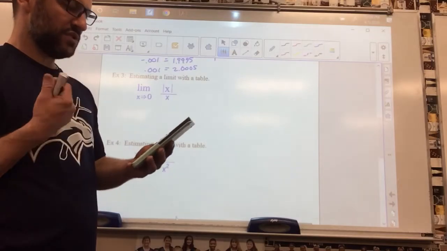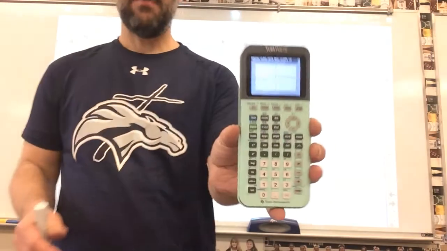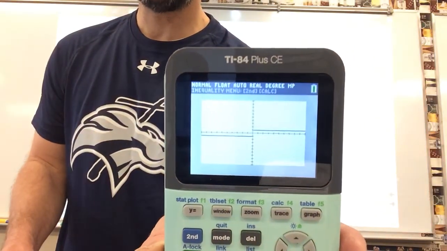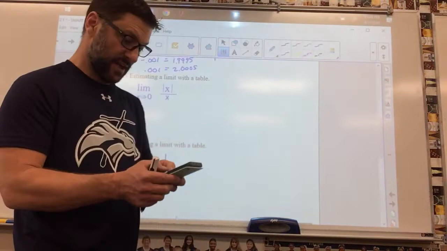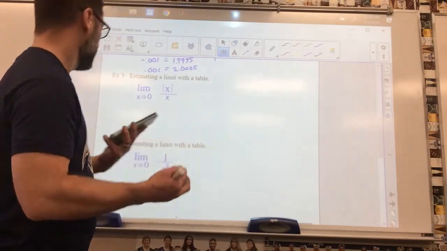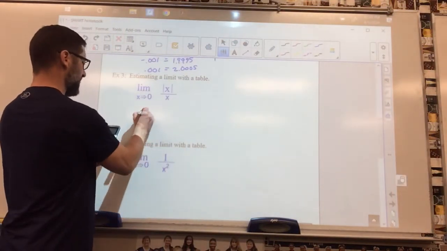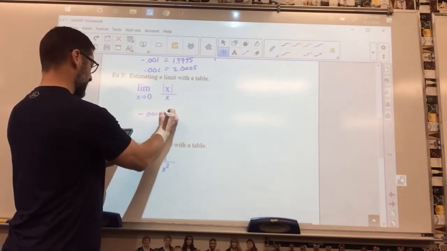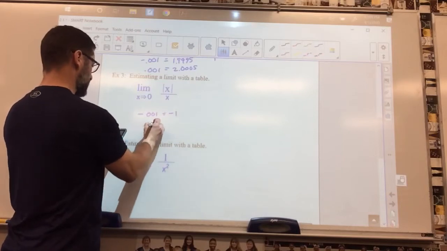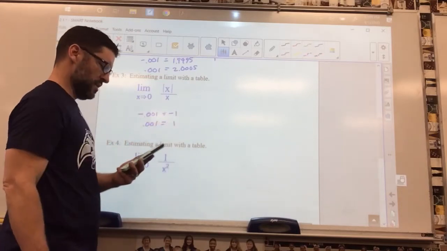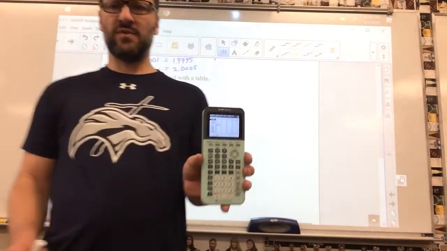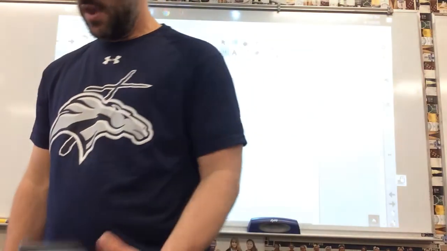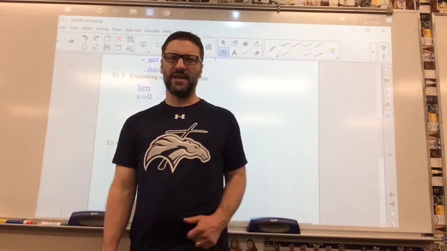And let's graph that thing. Oh, so I got a picture of it right there. My picture is 2 lines coming in from each side. It looks like that. But I'm going to go to my table. I think I still got my table set up okay from the last one. And my table says at negative 0.001, I get a value of negative 1. And at 0.001, I get a value of positive 1. And those two table values are not approaching each other.